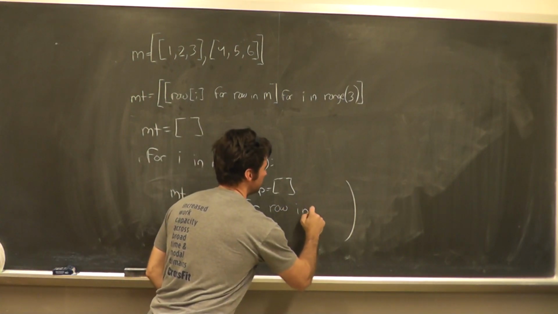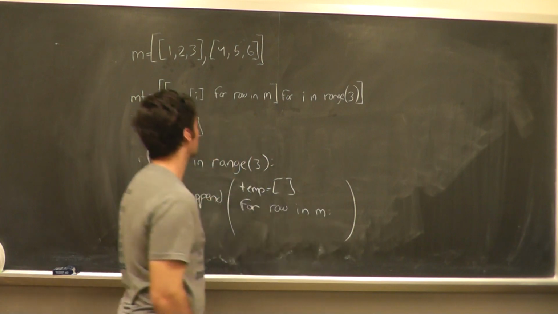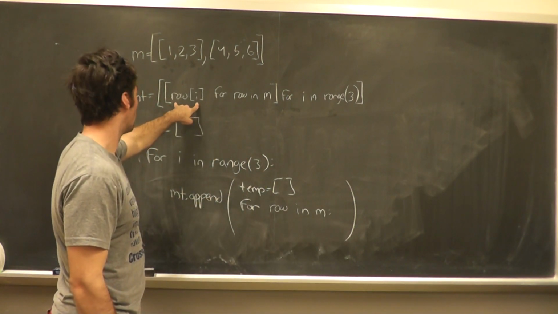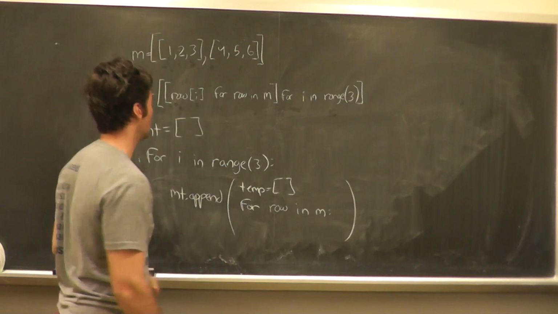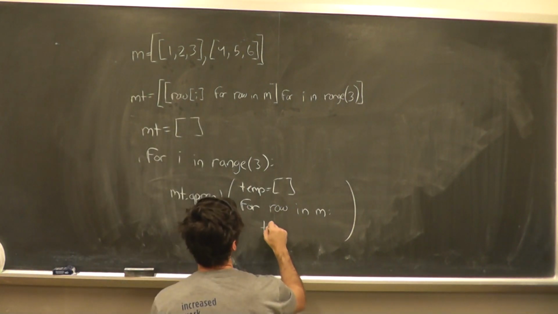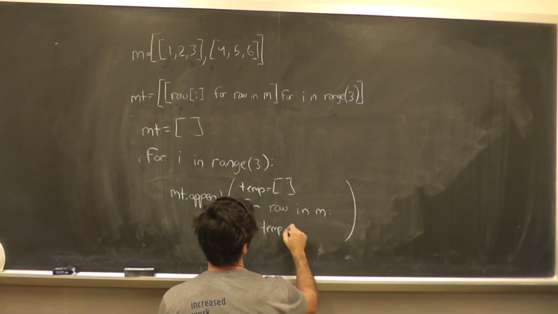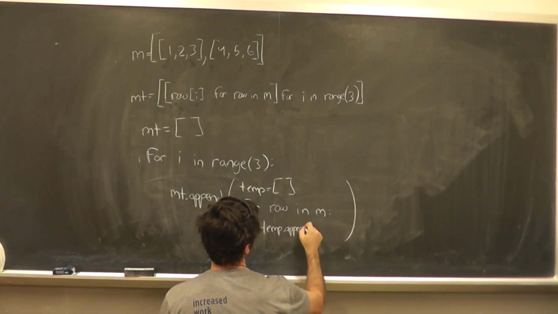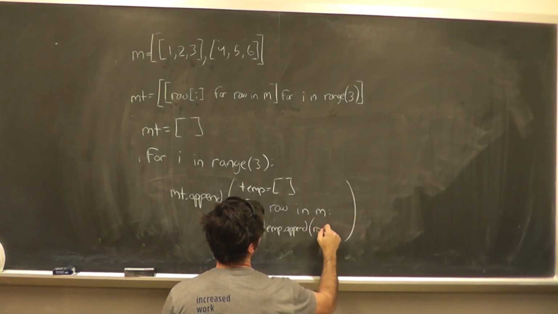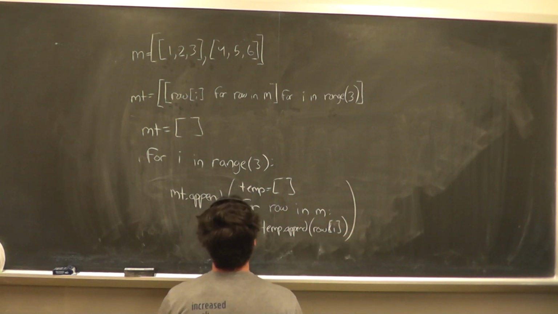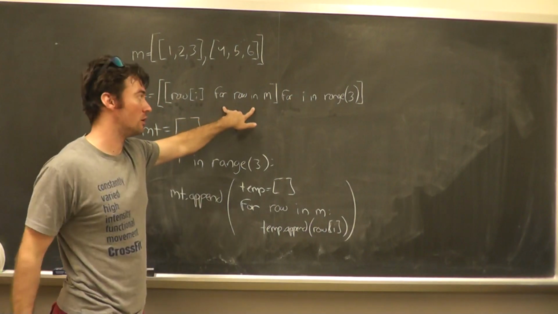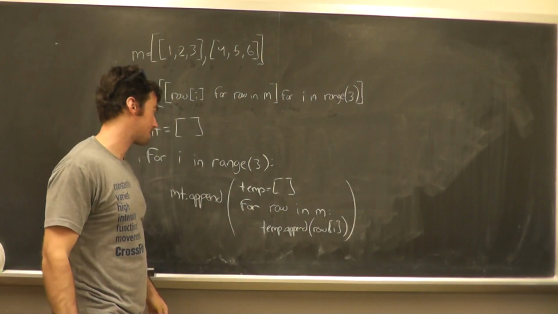Okay, so we're going to do for row in M, that's what we said, for row in M. We are going to append row element i. Oh, yep, okay, that's fine. We are going to say temp.append row element i, because whatever appears on the left of the for gets appended here.